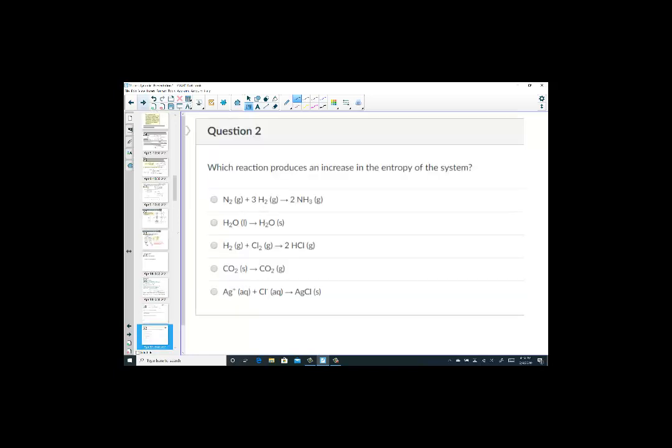And let's bring some practice as we close out this lesson. Which reaction produces an increase in entropy? I'd like to talk about how I would tackle this problem. I know that gaseous moles have the highest entropy.